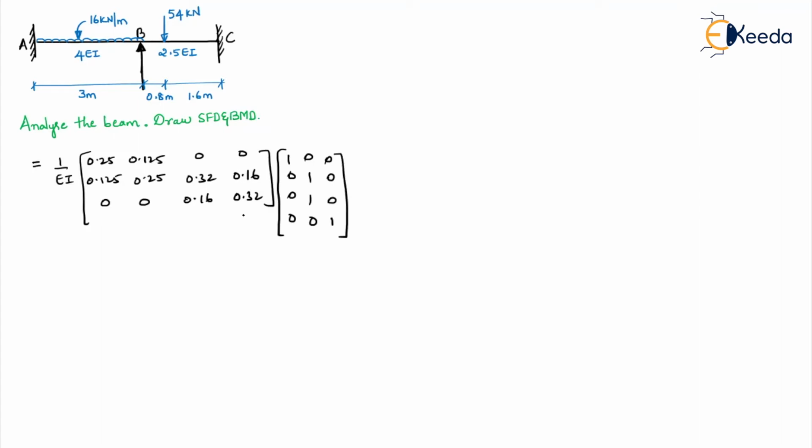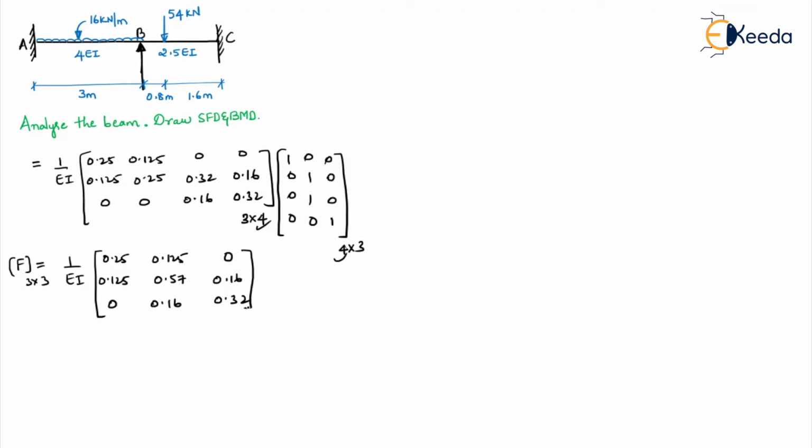So by now you all know how to do matrix multiplication, right? So this is a 3 into 4 matrix, this is a 4 into 3 matrix, this 4, this 4. So you will get F as a 3 into 3 matrix because there are 3 degrees of redundancy, right? So what will be the value? 0.25, 0, 0.125, 0, 0.125, 0, 0.57, 0, 0.16, 0, 0.16, 0.32. So it is a diagonally symmetric matrix, right? This is your F matrix.